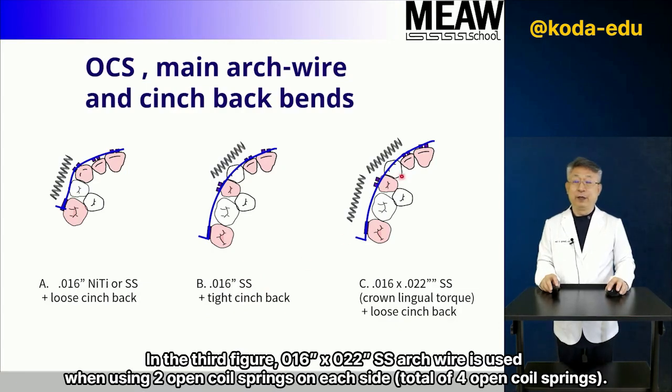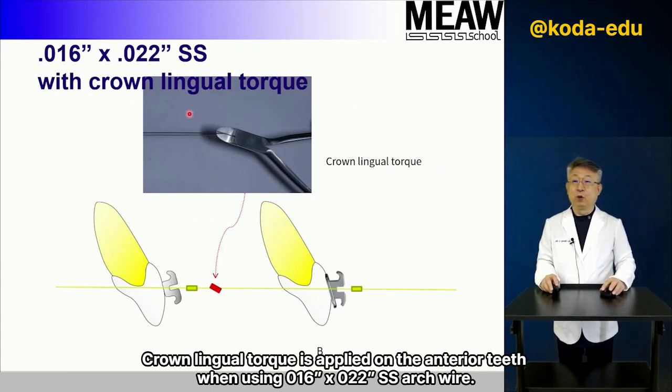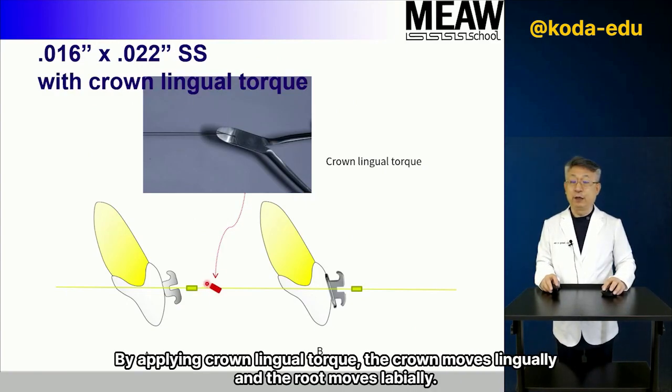In the third figure, 16-22 SS arch wire is used when using 2 open coil springs on each side, total of 4 open coil springs. In this case, crown lingual torque should be applied on the anterior teeth and loose cinch back bend should be performed. Crown lingual torque is applied on the anterior teeth when using 16-22 SS arch wire. By applying crown lingual torque, the crown moves lingually and the root moves labially.